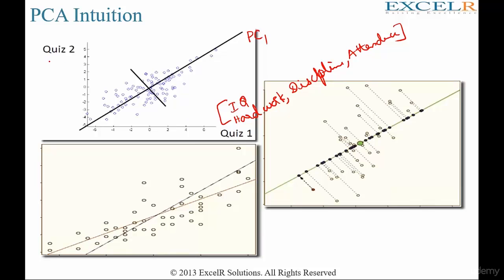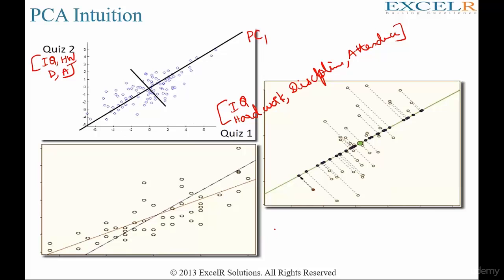Say there is quiz 2. The marks that are attained by students in quiz 2 probably will also capture the IQ level, hard work, discipline, attendance, and so on and so forth. So there is some amount of overlapping information which is getting captured by quiz 1 and quiz 2. The idea behind principal components is to come up with a new variable or a new axis altogether which does not capture any overlapping information. Right?